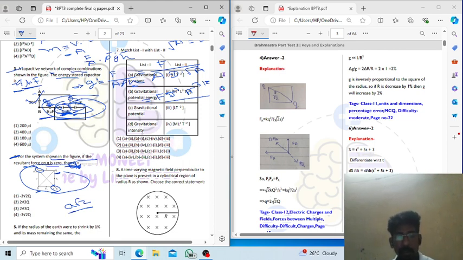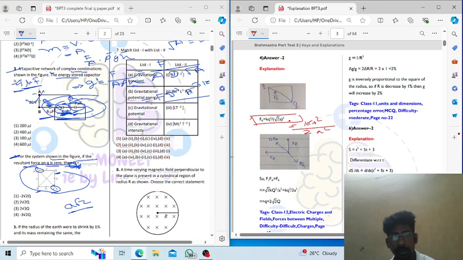Now from Coulomb's law. What is Coulomb's law? It says F is equal to k q1 q2 divided by the square of the distance between them. So if we calculate it, it will become kq square by 2a square, after applying the square to the diagonal.